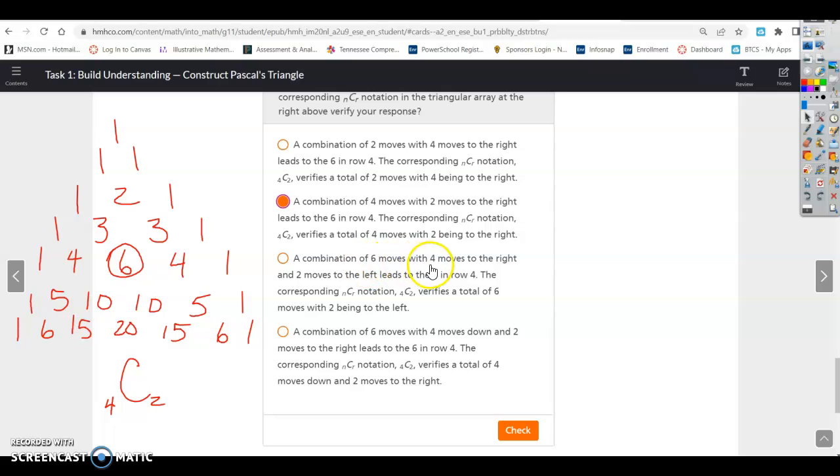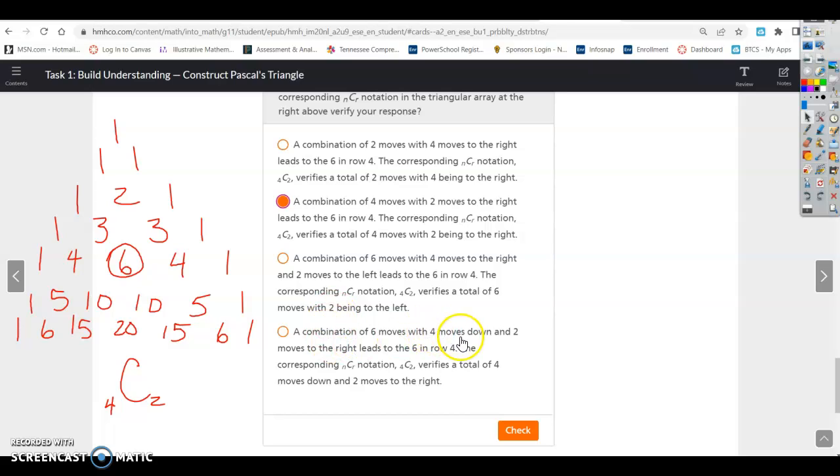A combination of 6 moves with 4 moves to the right and 2 moves to the left leads to 6 in row 4. The corresponding NCR notation, or 4 combination of 2, verifies a total of 6 moves with 2 being to the left. So the left here is not a 2, so that can't be it.